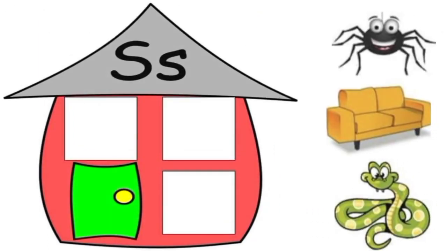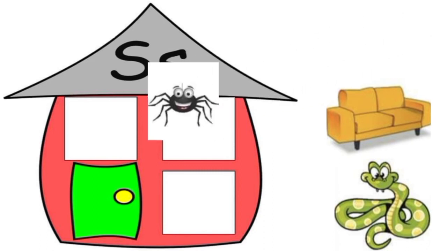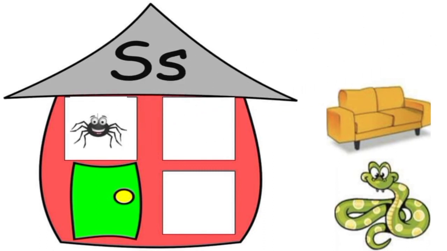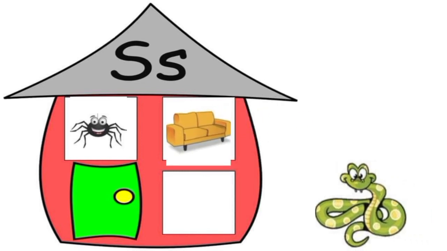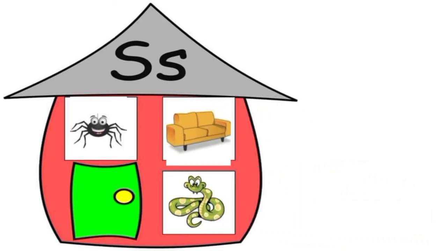S. S is for spider. S is for sofa. And S is for snake.